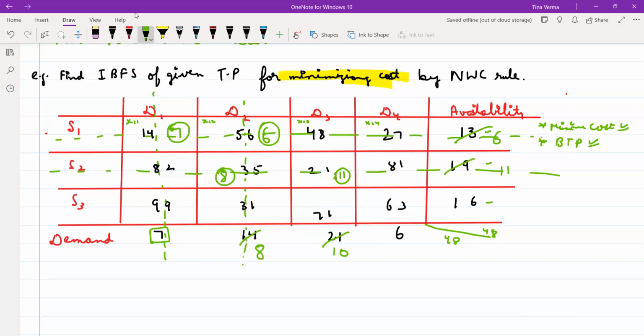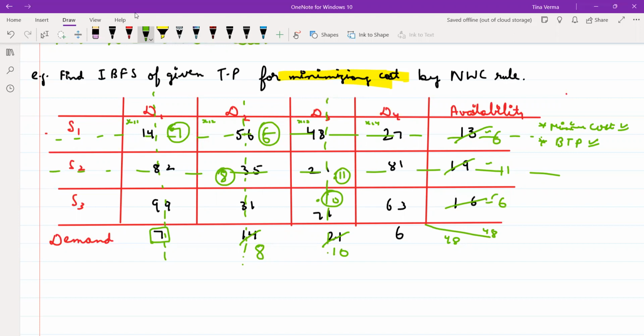What is your next northwest entry? 71. Minimum of 16 and 10 is... what you will cut, row or column? And this is 16 minus 10. This is your 6. So, this is your northwest entry and this is the last entry.